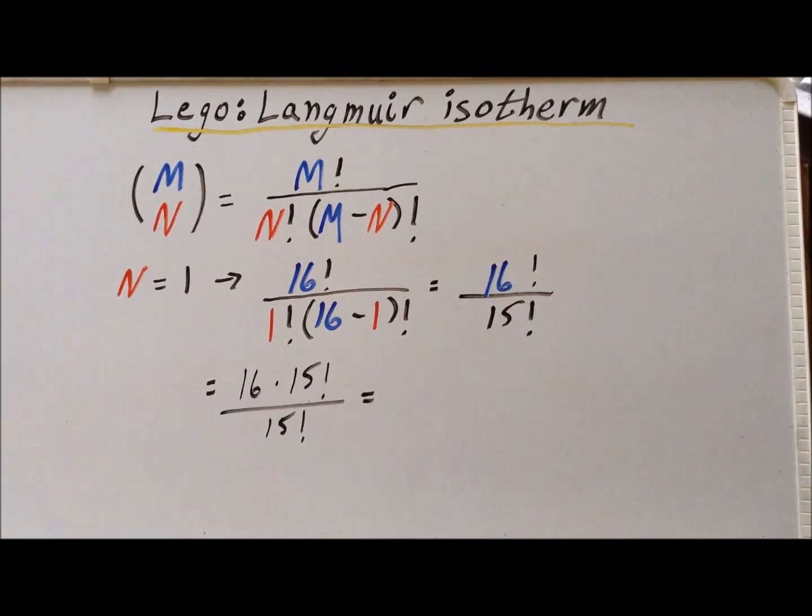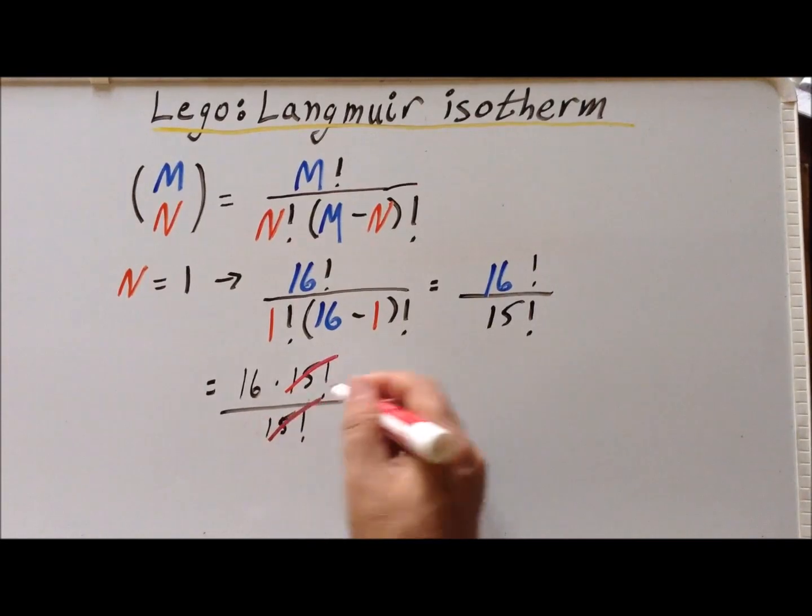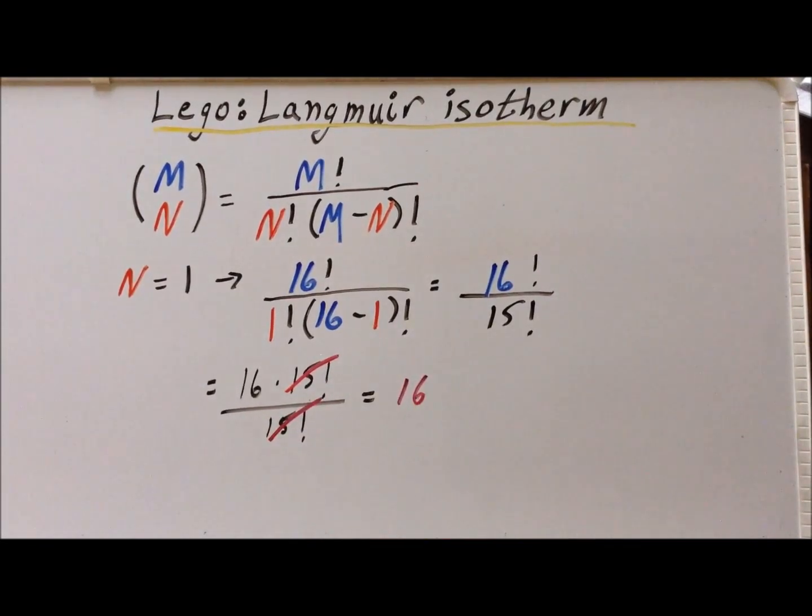We can apply the fact that 16 factorial is 16 times 15 times 14, all the way down to 1. So we can write 16 factorial as 16 times 15 factorial, since 15 factorial includes all the numbers multiplied from 15 down to 1. And then we notice that we have 15 factorial in both the numerator and denominator, so we can cancel these. And we get that the total number of combinations is going to be 16.